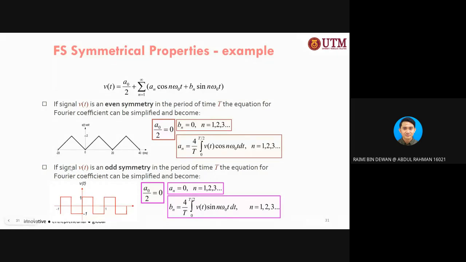Next, if the signal has an odd symmetry, it means it's like a sine. If it's odd symmetry, what is 0 now? An is 0 for n equals 1, 2, 3 and so on. And because it is symmetry, regardless of even or odd symmetry, A naught will be 0. So 0 over 2 is 0. Because this is 0 and this is 0, you only need to solve the bn part. You need to settle this using the table, no need to integrate. Don't worry.